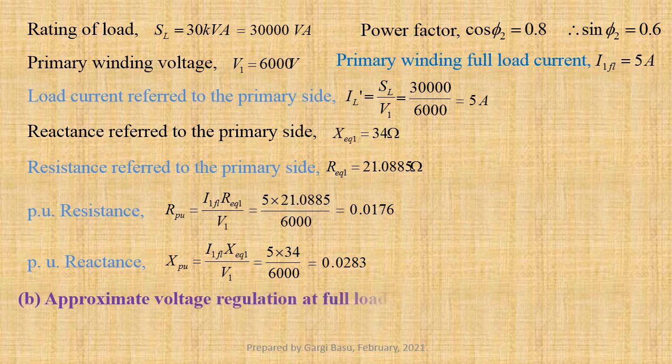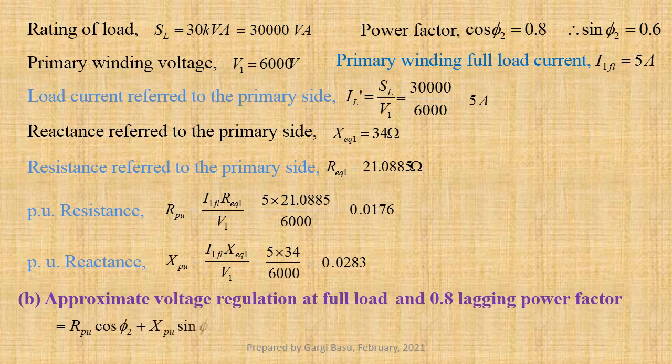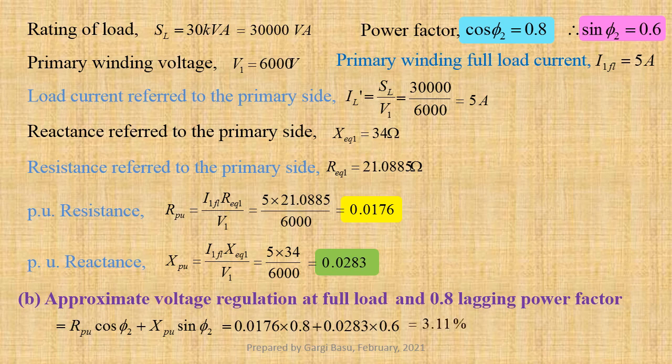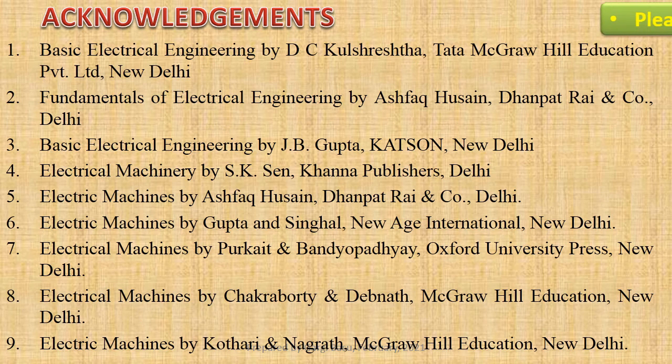Approximate voltage regulation at full load and 0.8 lagging power factor will be R per unit cos phi 2 plus X per unit sin phi 2. Using values we get 0.0176 into 0.8 plus 0.0283 into 0.6, that gives us 3.11%. So today we have solved a couple of numerical problems on single phase transformers.